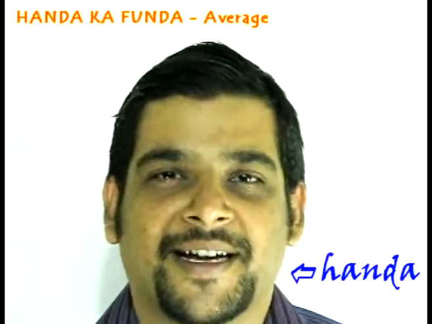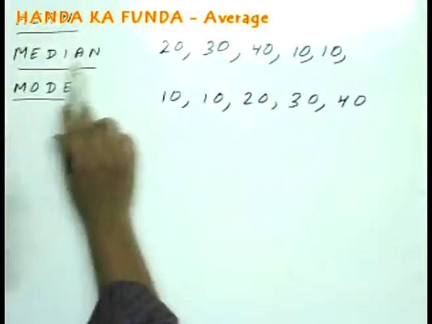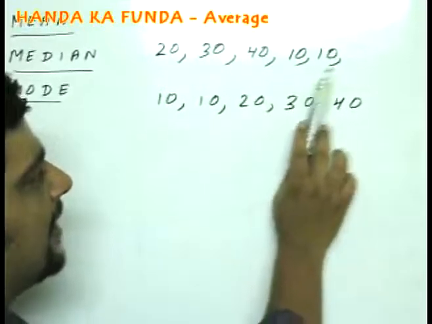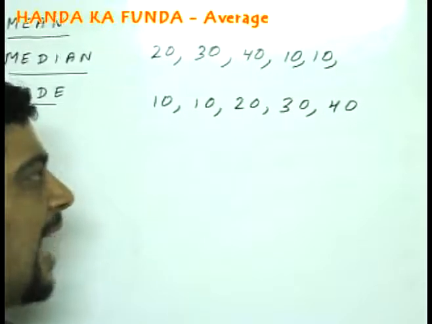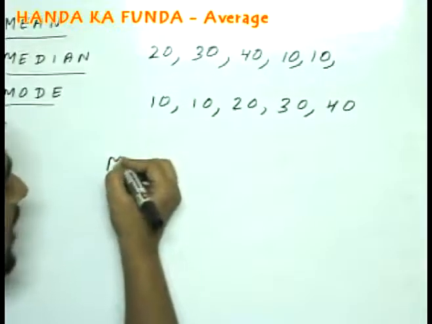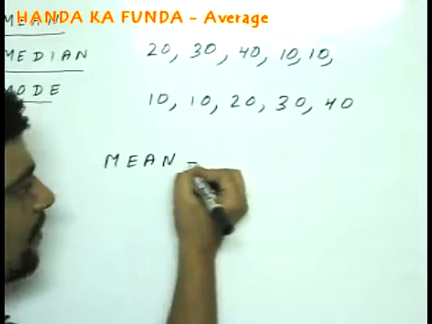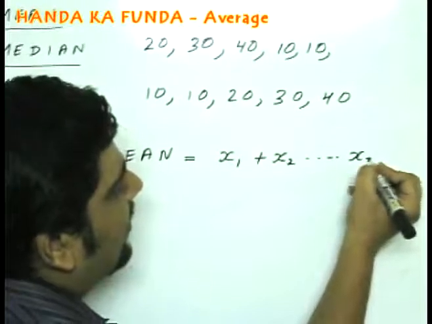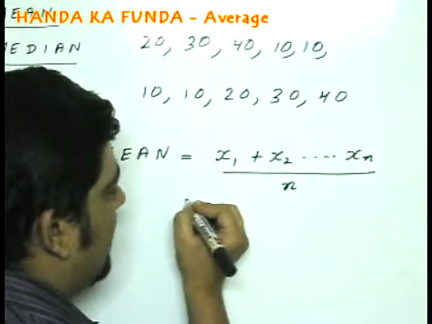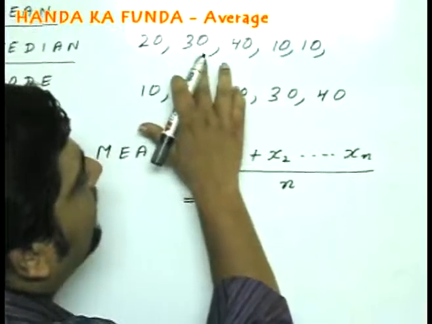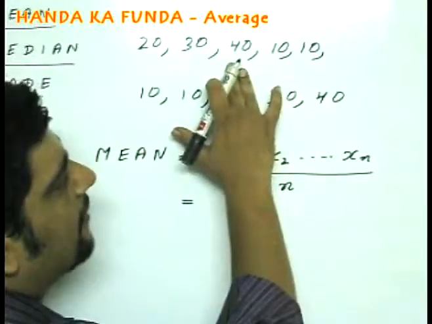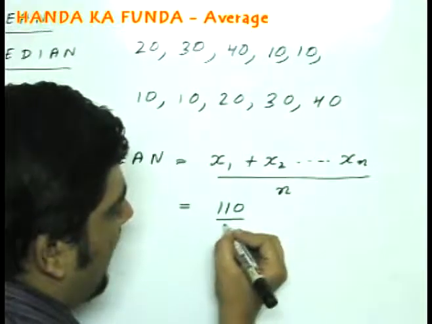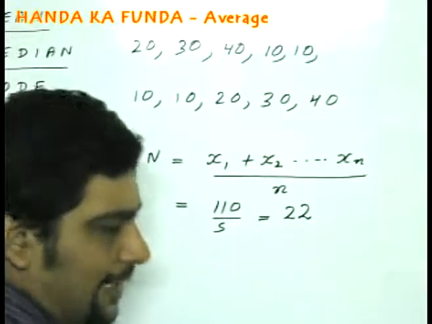Let us look at the three basic parts of averages, which are the mean, the median and the mode. Suppose I am given a data set which is 20, 30, 40, 10 and 10 and I am asked to find out the average of the group. The average in most cases is nothing else but the mean of the group, which is given by the sum of the individual values, that is x1 plus x2 plus x3 till xn by n, which in this particular case would come out as 20 plus 30 is 50, plus 40 which is 90, plus 10 which is 100, plus 10 is 110, by 5 values, which comes out as 22.